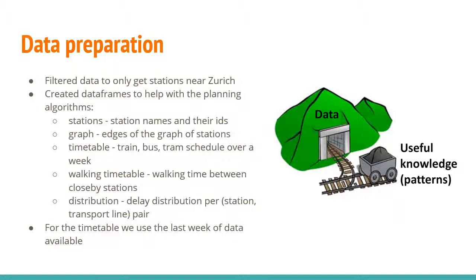Then we organized the data in some relevant data frames, namely, a data frame storing the names of the stations and their identifiers, a data frame storing the edges of the graph formed by the stations and the connections between them, a data frame containing the schedule of the modes of transportation for a normal week, a data frame storing the walking times between close-by stations, and finally a data frame containing the delay distribution for each station and transport line pair. We have to mention that in building the timetable, we only used the last week of data available, as the schedules may change over time.